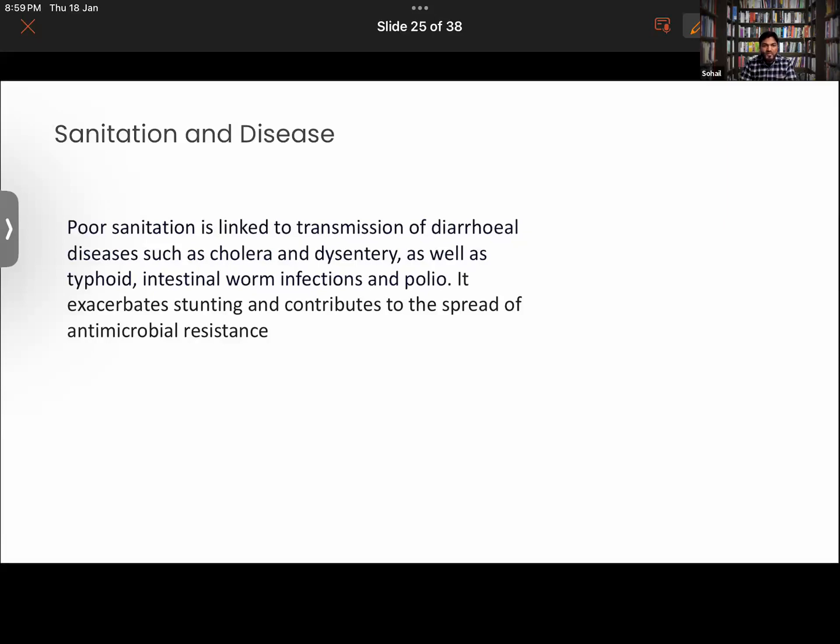But another important point is sanitation and disease. So sanitation, basically, refers to what? Maintaining cleanliness, the maintenance of a clean environment. Exactly. So you know that poor sanitation can lead to many diseases, right?